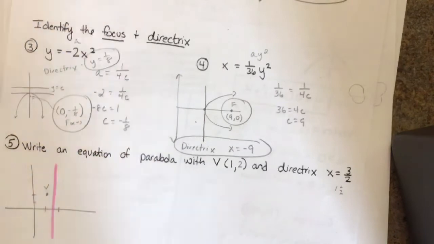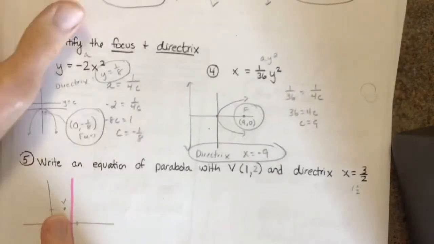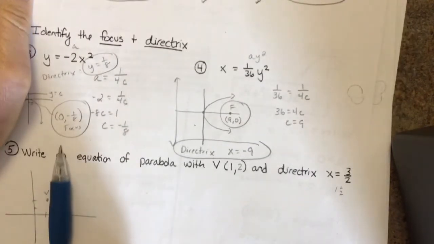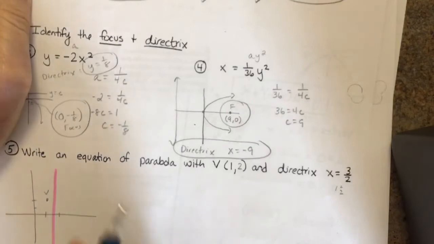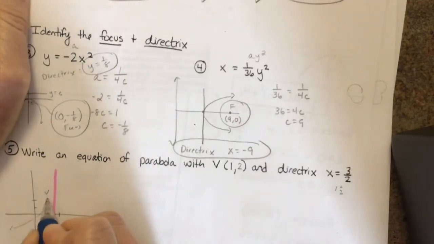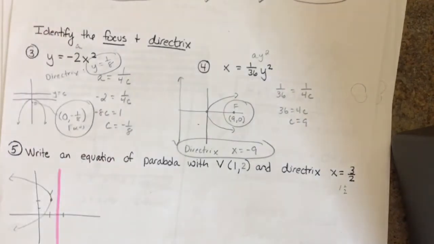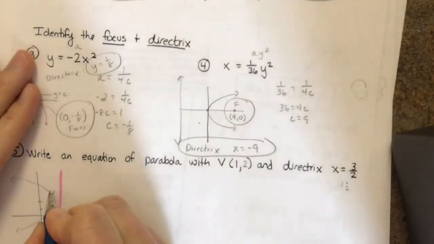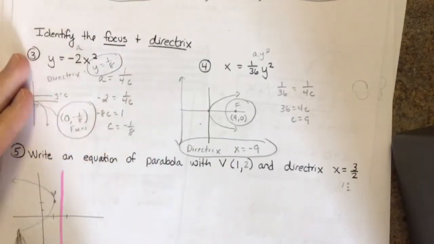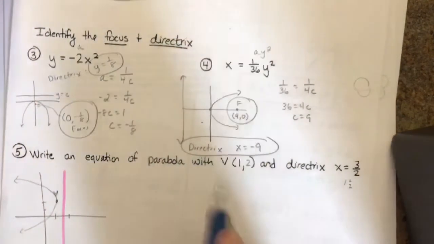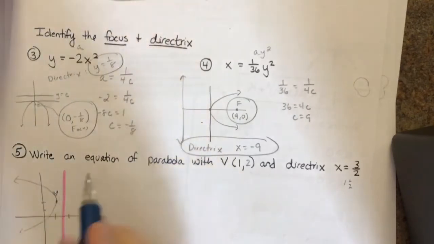This is the vertex. The directrix is going to be this line right here, to the right of the parabola. This parabola is going to point left. The directrix is a vertical line, in this case, to the right of this. Given that, now write the equation.